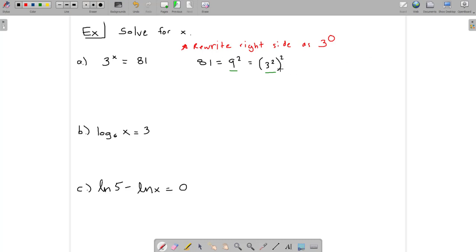And then from here, we have a power raised to another power. When we have that, we need to multiply the exponents. So we end up with 3 to the 4th on this side. I now have 3 to the x equals 3 to the 4th. And so I can now apply the one-to-one property, and I can see that x has to equal 4.